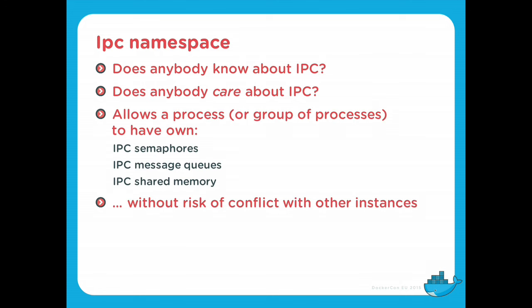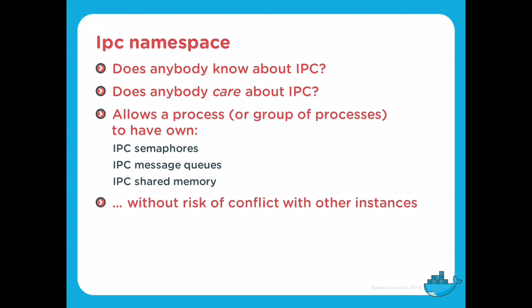That's the thing that lets you have IPC resources, so semaphores, shared memory, message queues, because in the beginning that was not namespaced. It means that one process, typically like Postgres up to 9.something, was using IPC resources, and so without the IPC namespace, you could have a Postgres server colliding with resources from another.